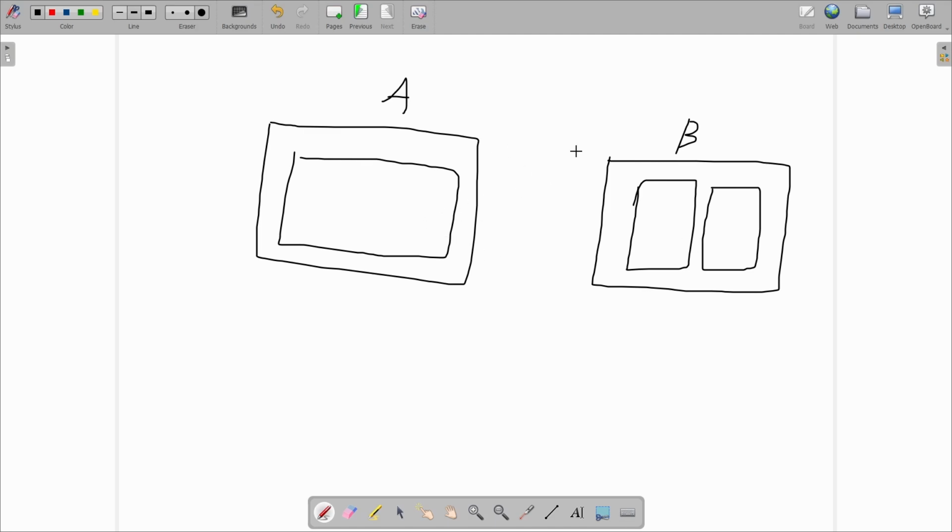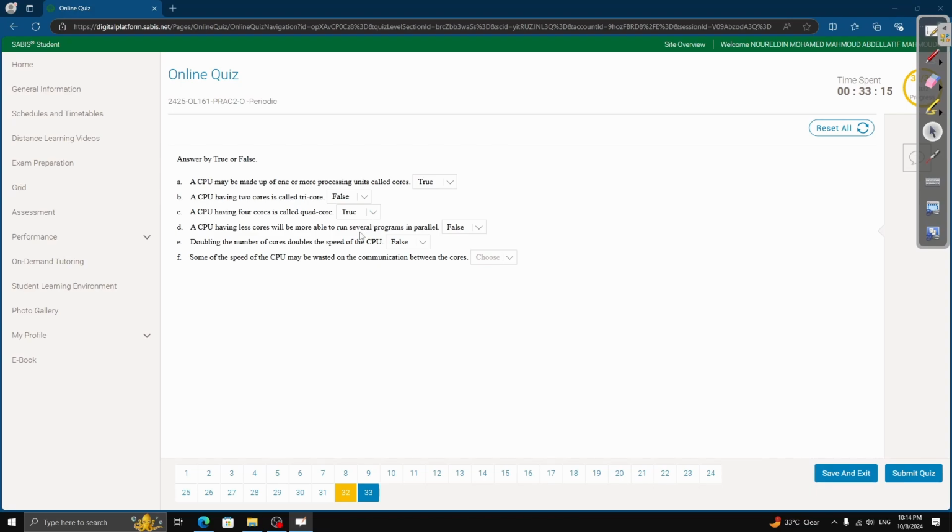Theoretically speaking, B should be twice as fast as A. However, this is false, because the cores still need to communicate with one another. This will cause it to be a bit slower than exactly twice. So B is still faster than A, but it's just not exactly twice the speed. Some of the speed of the CPU may be wasted on communication between the cores. This, as I explained, is true.